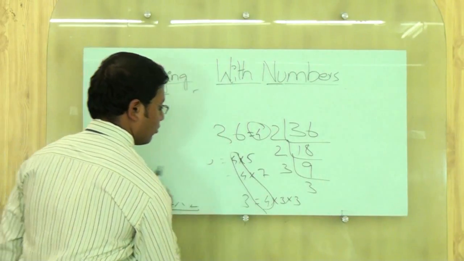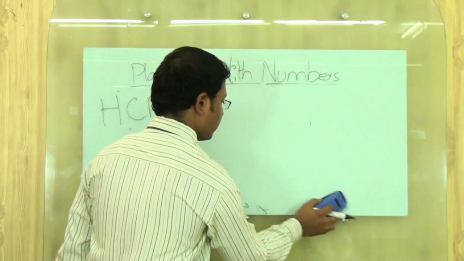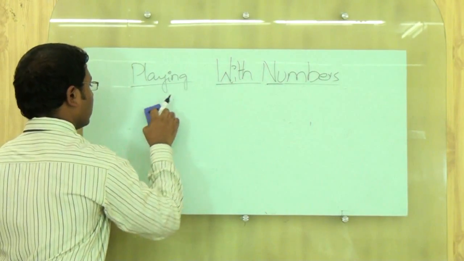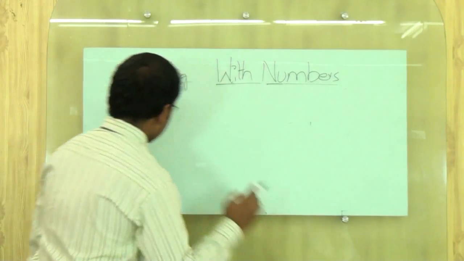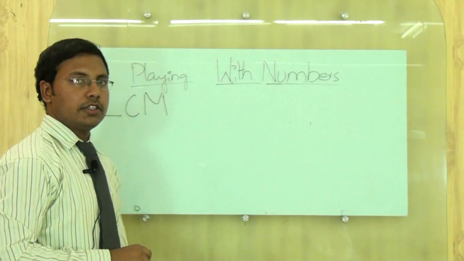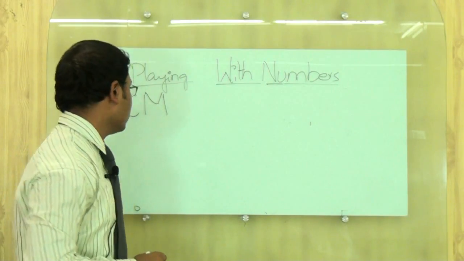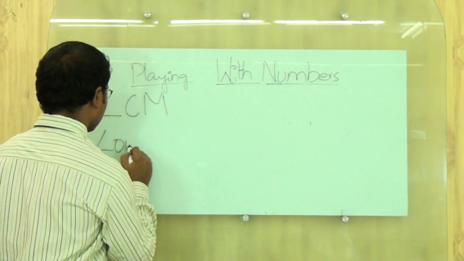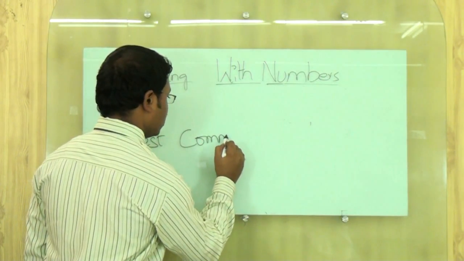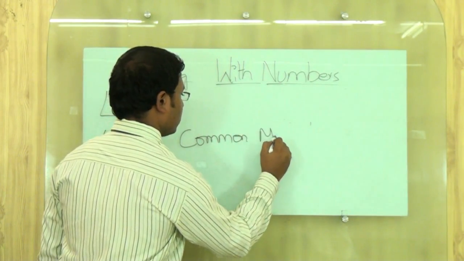Next topic is LCM. LCM is nothing but lowest common multiple. Lowest common multiple.